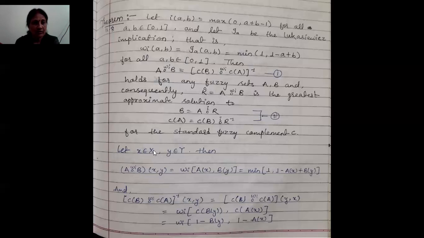So let us start with the left hand side. Let x belong to X and y belong to Y, then (A omega I B)(x,y) is equal to omega I(A(x), B(y)). And this omega I(A(x), B(y)) has been defined as omega I(a,b) = min(1, 1-a+b). So instead of a, we write A(x), and instead of b, we write B(y). From this we get min(1, 1-A(x)+B(y)). So this is the value of the left hand side expression of equation 1.